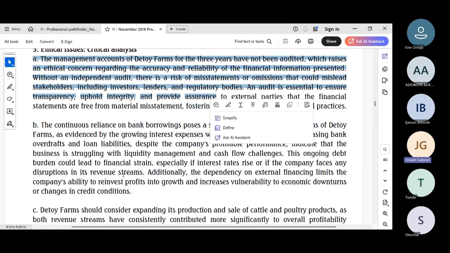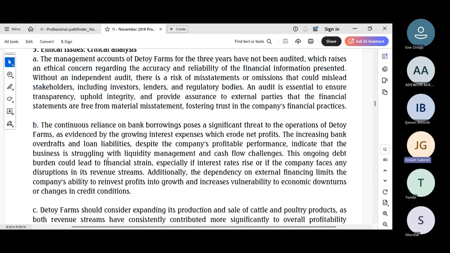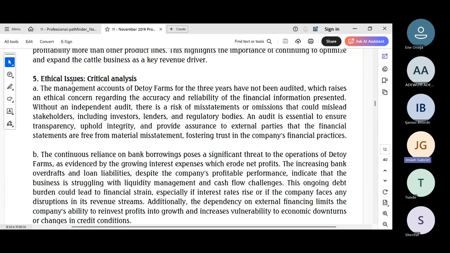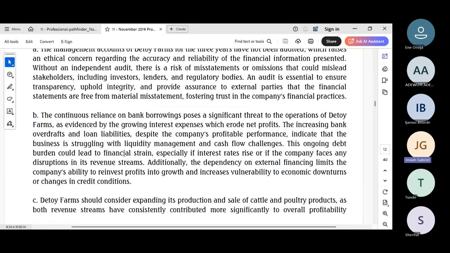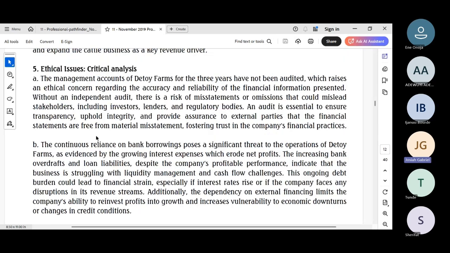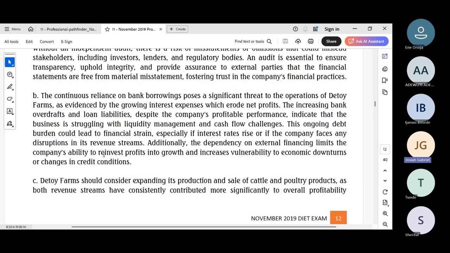Then number 2, it may not be an ethical issue, it may be a critical issue. And that's why I said ethical issues plus critical analysis. The continuous reliance on bank borrowings is a significant threat to operations. So the dependency on external financing limits the company's ability to redistribute or reinvest profit, flow it back to the business. So that's a critical analysis. It may not be an ethical issue directly. So anything critical that could cause or be bedeviling to the company, bring it under ethical issues if you don't have significant ethical issues to talk about.